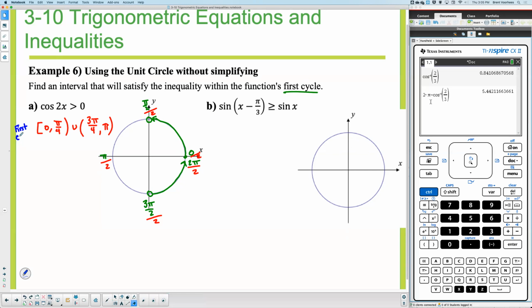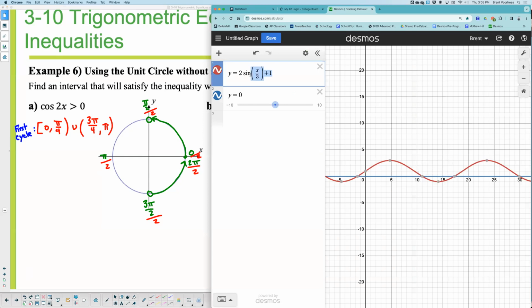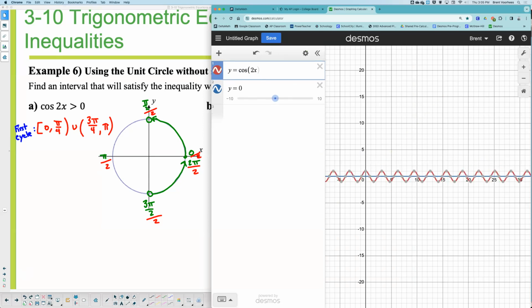Let me try this one more time. That would be my first cycle. And I'll show you this graphically. I'm going to use Desmos. I think it's just easier to see this. So we're going to put y equals cosine of 2x. And here I already have y equals 0 from earlier.